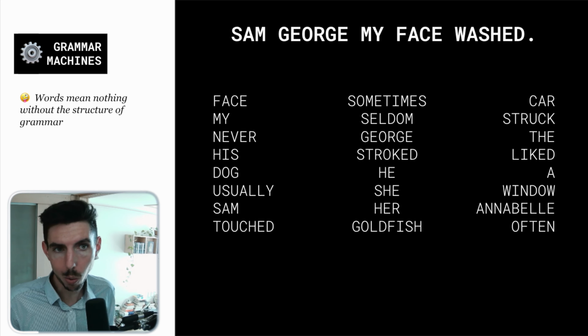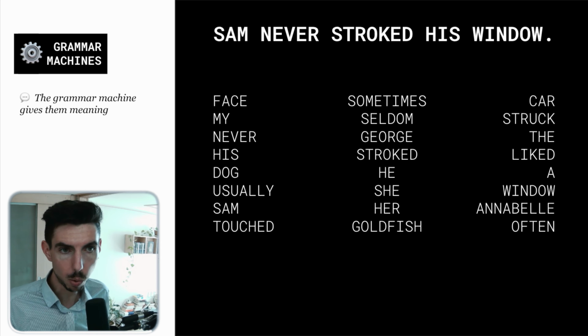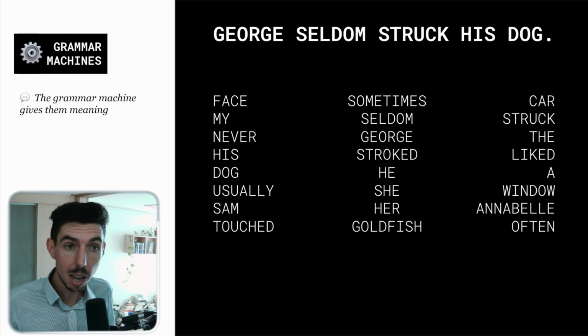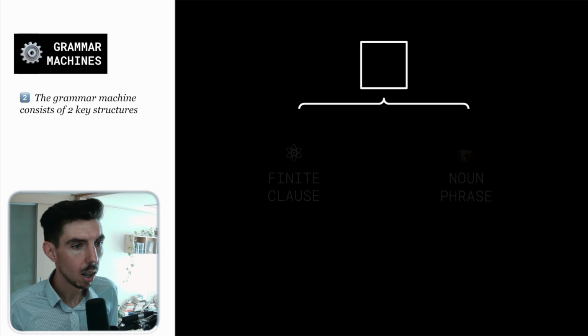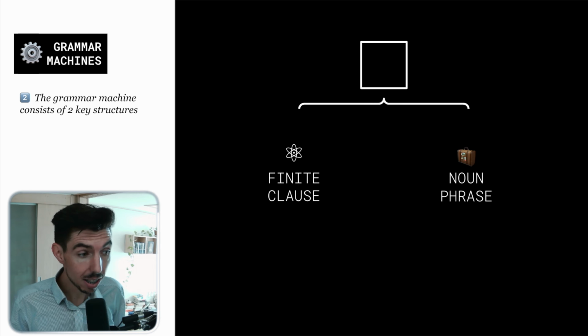It can't be true or false. But once we put these words into a grammar machine, they become arguments. They become statements about the world that we can test, the validity of which we can test. So what is this grammar machine? Well, let's take a look.